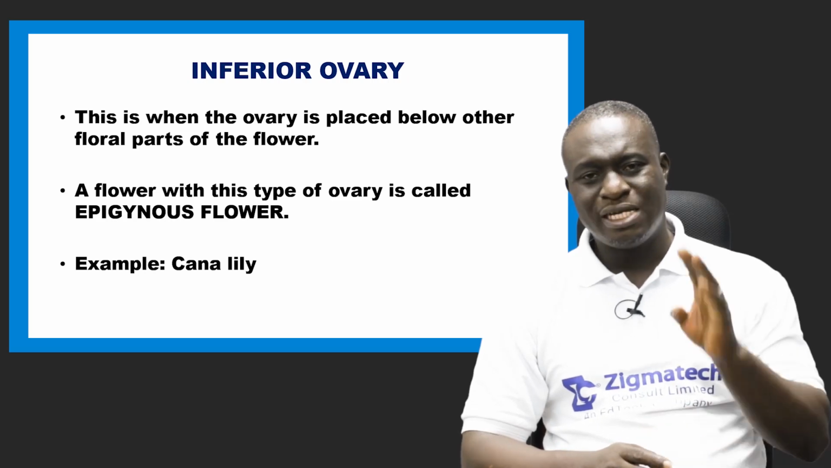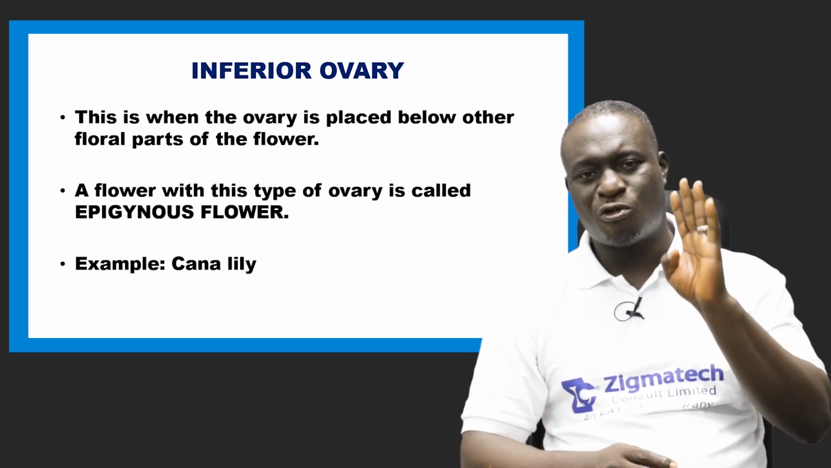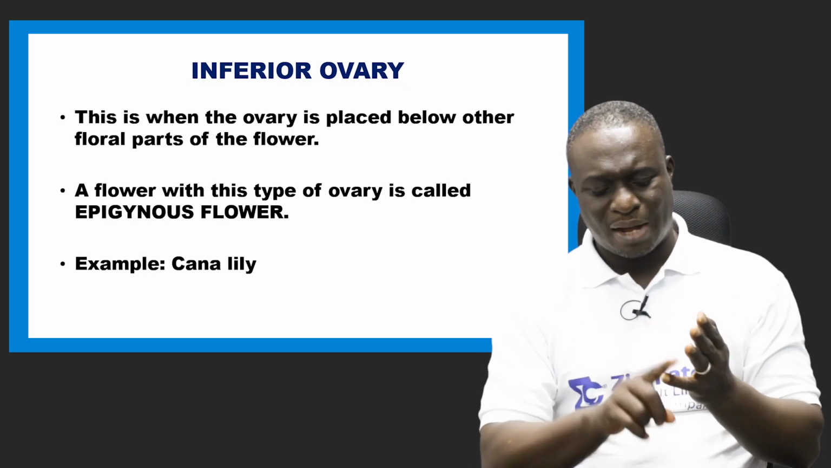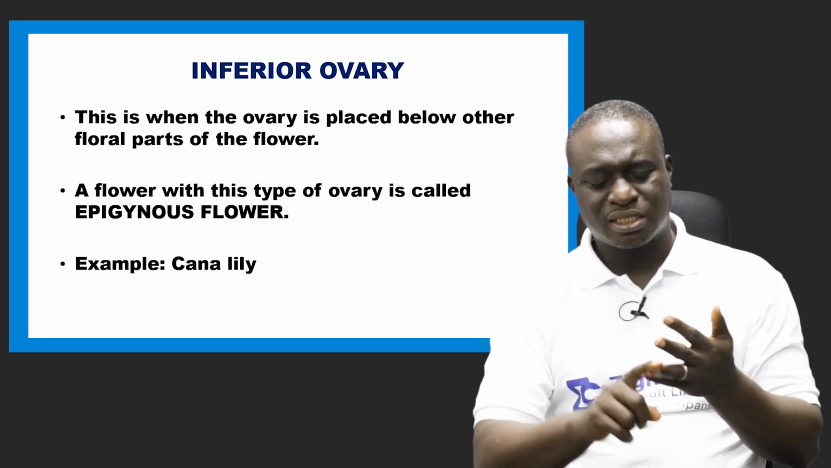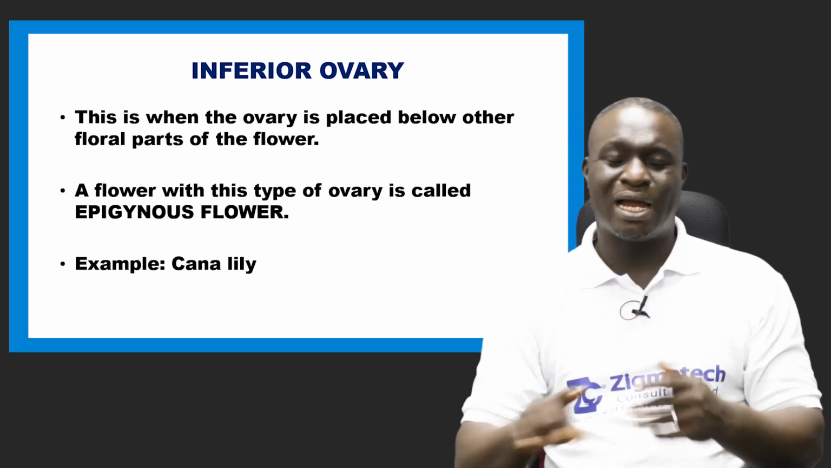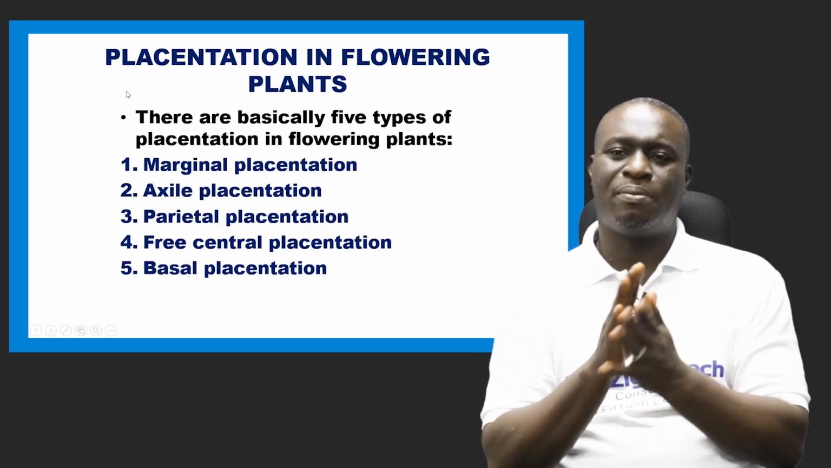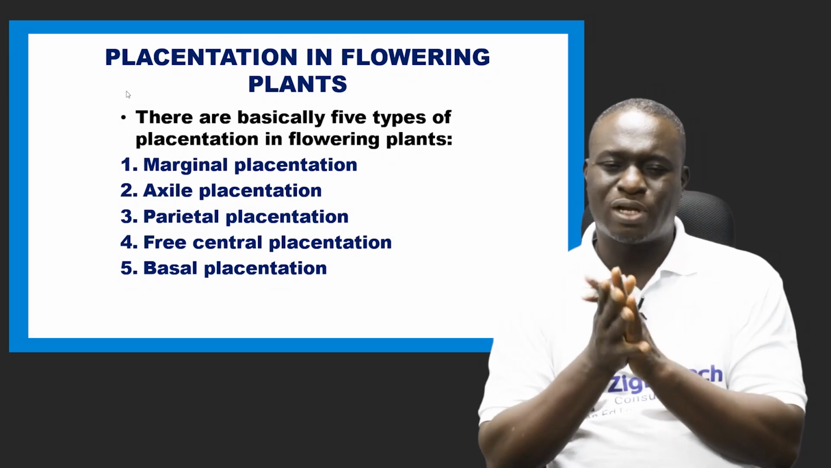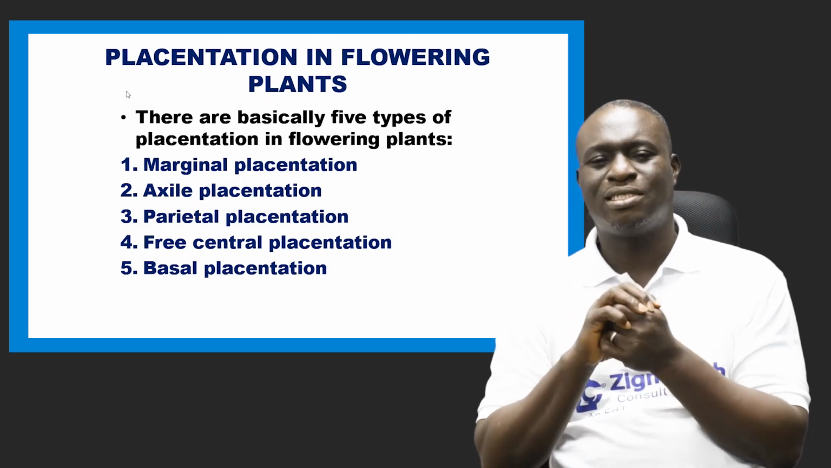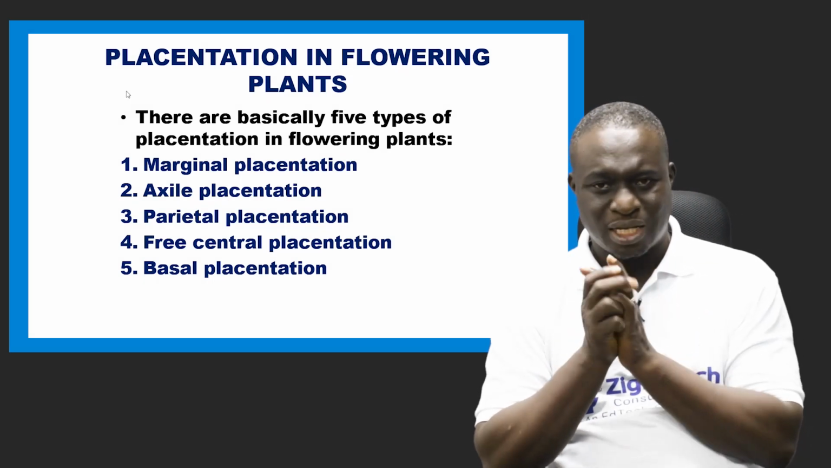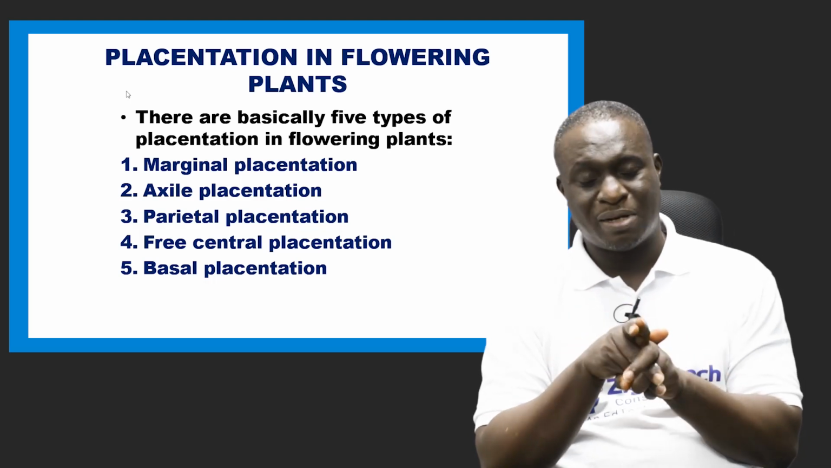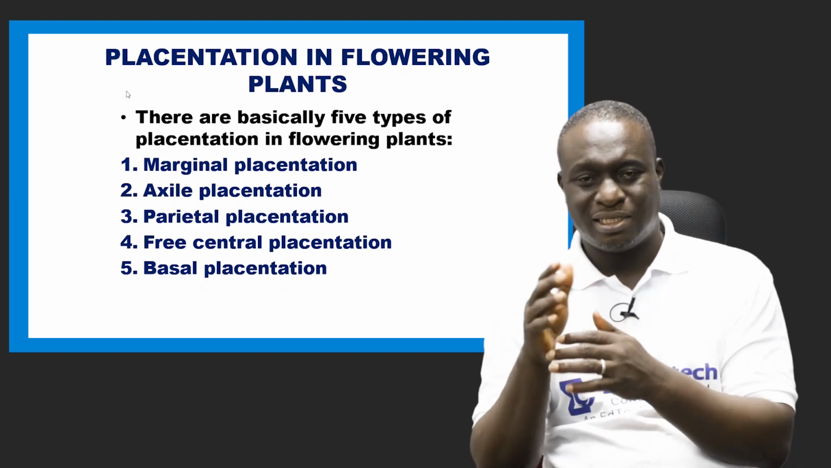All right. So these, please note, are the 4 floral parts of the flower. We have the sepals, we have the petals, we have the stamens, and then we have the carpels. Right. Now, the last subtopic to look at here is placentation in flowering plants. What is placentation?